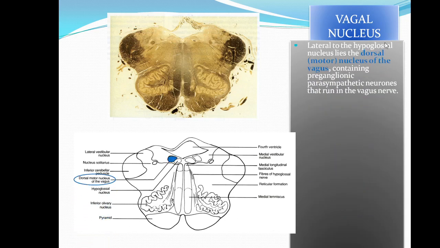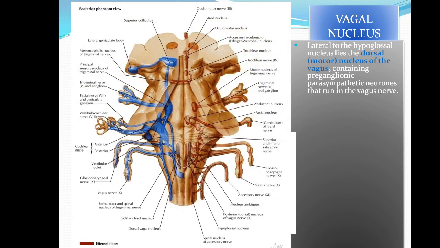Lateral to the hypoglossal nucleus lies the dorsal nucleus of the vagus, containing preganglionic parasympathetic neurons that run in the vagus nerve. Here in the floor, we can see the vagus nerve nucleus lying lateral to the hypoglossal. The hypoglossal, the vagus.